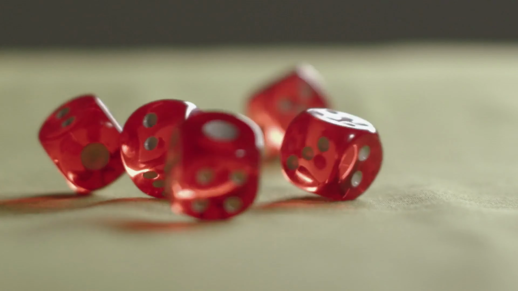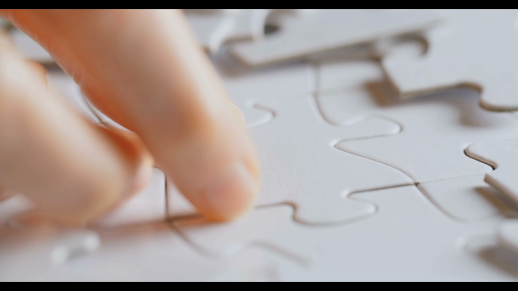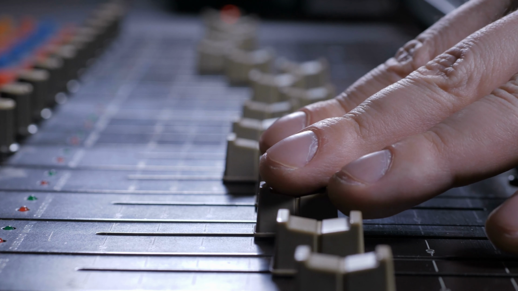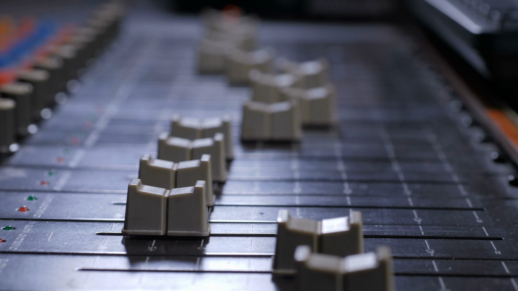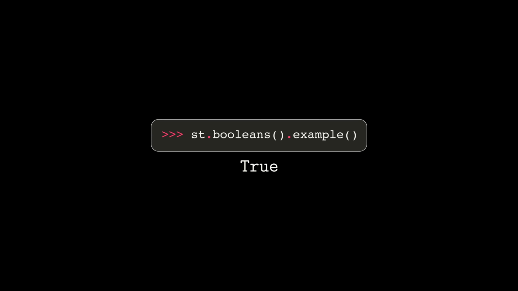A strategy is, at its core, a random number generator. As users, we select or construct strategies that are appropriate for generating the type of data we need, potentially modify some parameters to affect the shape or domain of the data we generate, and Hypothesis does the rest. Let's start with some simple examples. For convenience, we import the Hypothesis strategies module as ST. We can construct an ST Boolean strategy and interactively draw examples from it using the example method.